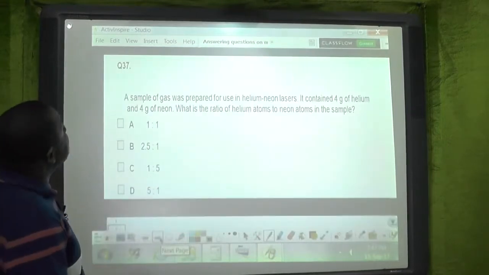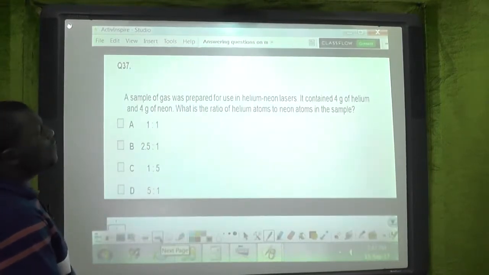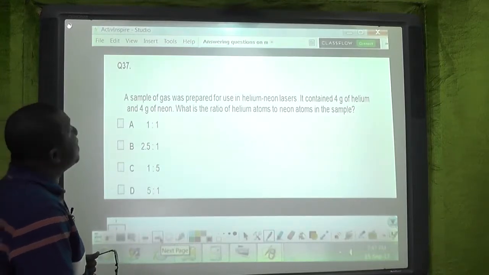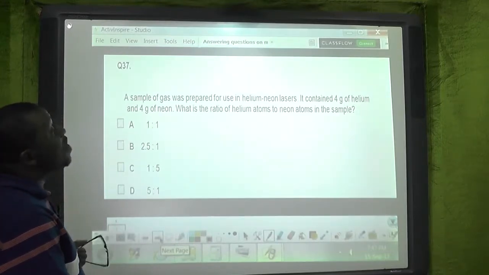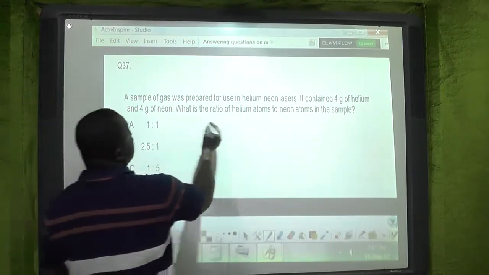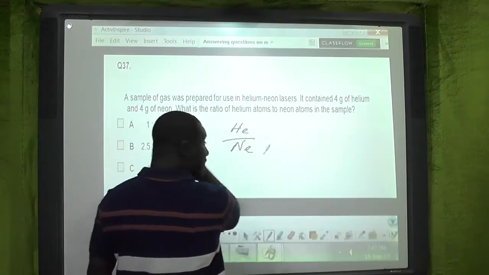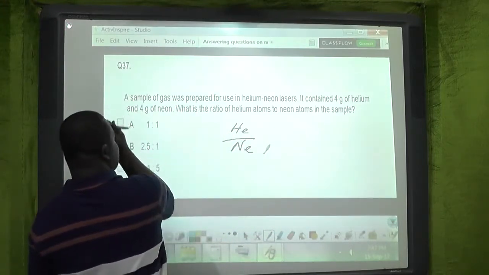Let's go on. A sample of gas was prepared for use in a helium neon laser. It contains 4 grams of helium and 4 grams of neon. What is the ratio of helium atoms to neon atoms? The ratio of the number of atoms of helium to that of neon.